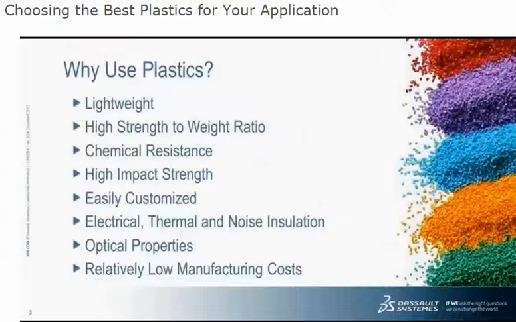Why use plastics in the first place? They're lightweight, they have very high strength to weight ratios. In some cases, they have very good chemical resistance. You can get plastics with high impact strength. They're very easily customized. We're going to talk a lot about that today. They're great insulators, both for electrical, thermal, and noise. They have great optical properties if you use the right type of plastic. And overall, compared to, let's say, metals, they have relatively low manufacturing costs. That's because they require lower temperatures and lower pressures to process than, for example, metals.